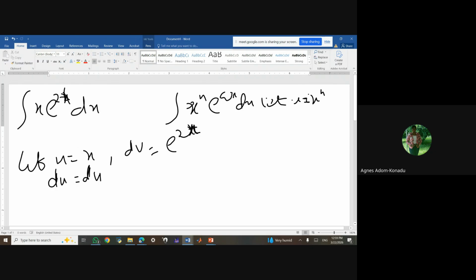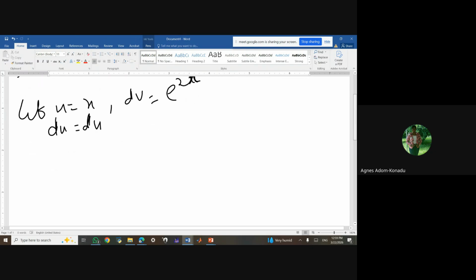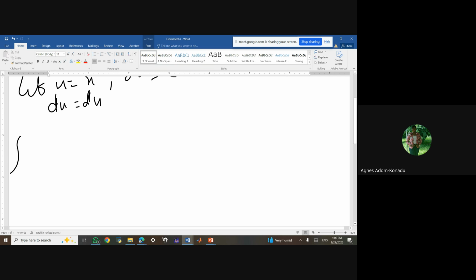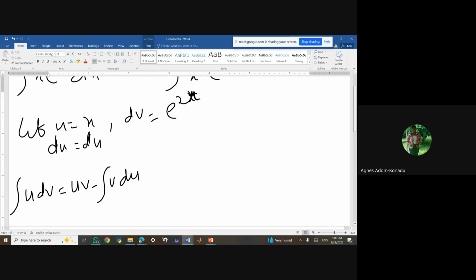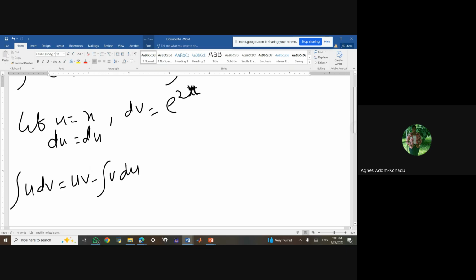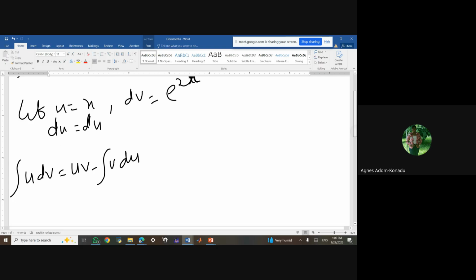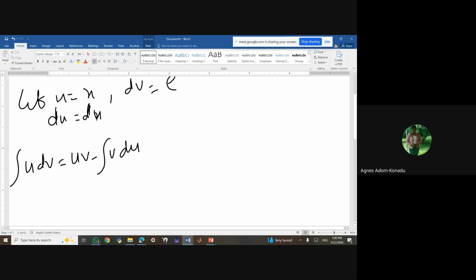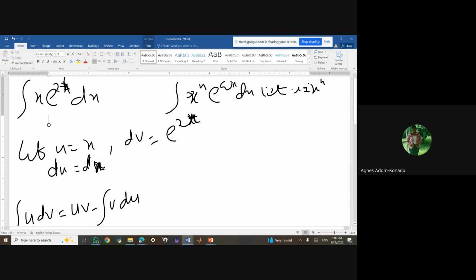Why am I writing dv? Because in the formula, they are saying that the integral of u dv is equal to uv minus the integral of v du. So it means that I need u, I need v, I need du. In the original formula, I have u and dv, so I have to get my du. My du will be equal to dx. And I have to get my v. To get my v, it means that I have to integrate.